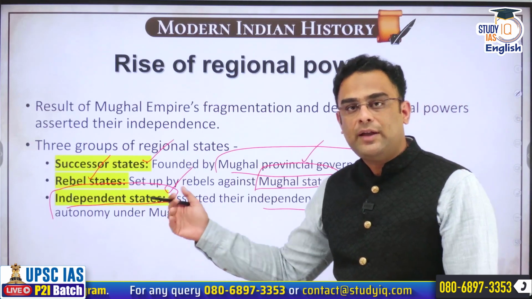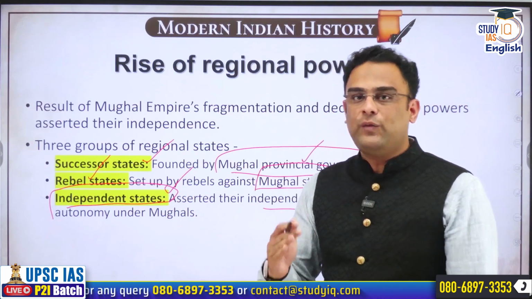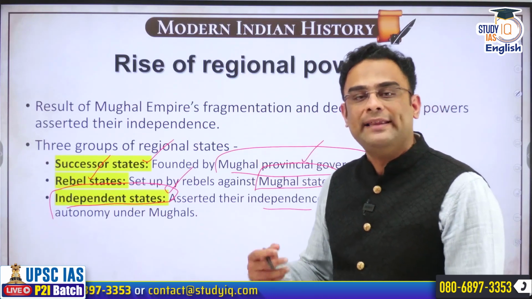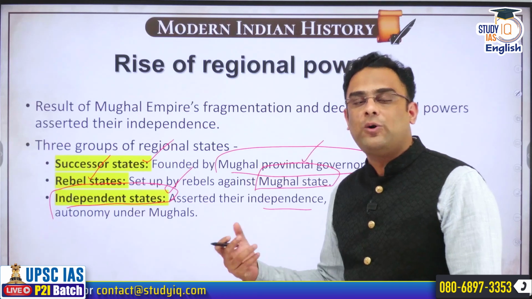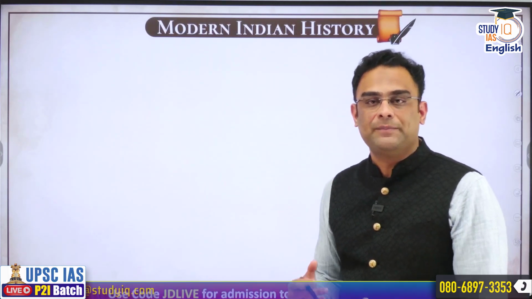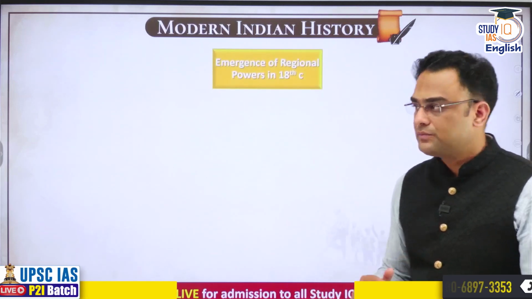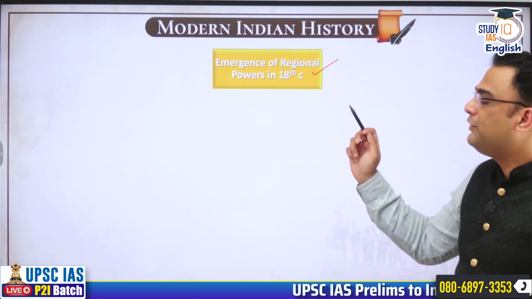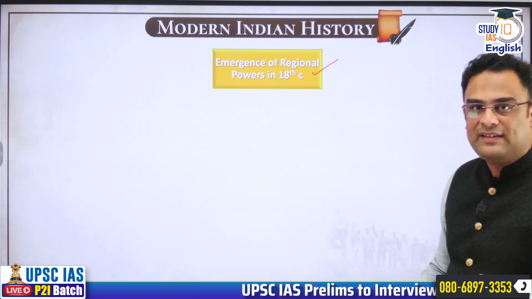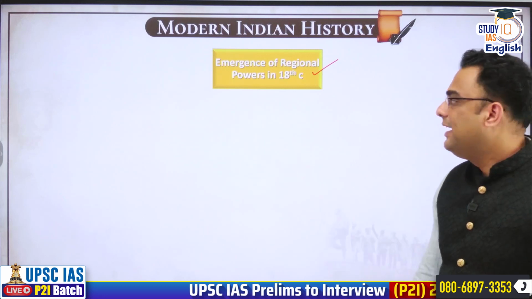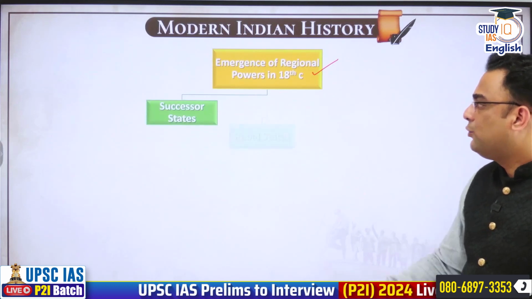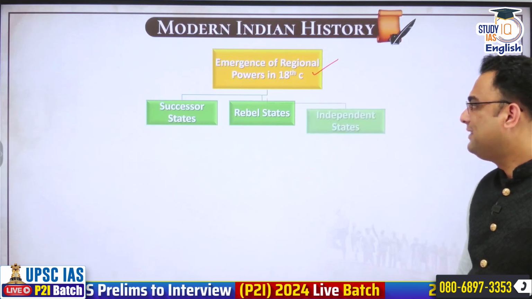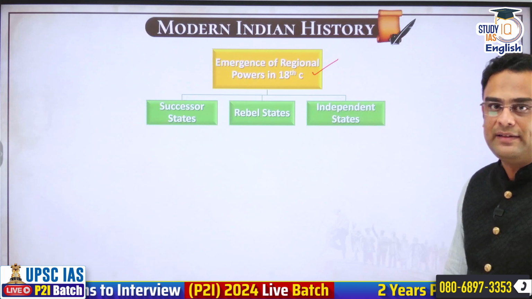Now, one by one, we are going to see each one of these categories and the states that fall within them and see how in the 18th century they will go on to carve out their own independent sphere. Let's get started, guys, over here. So, 18th century is dominated by this aspect of emergence of regional powers. As the center is getting weak, the periphery is getting independent. These states are of 3 types, as we just mentioned. Number 1, successor states. Number 2, rebel states. And the third type is independent states.